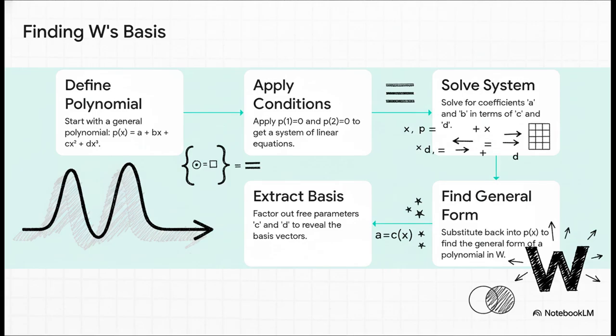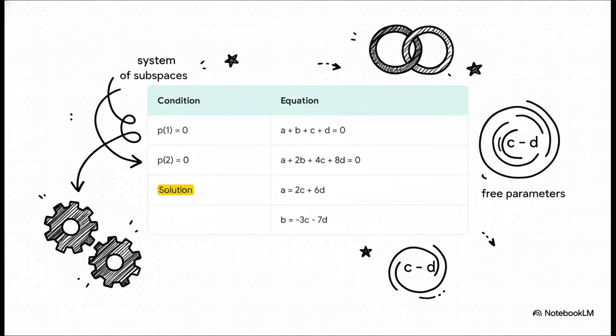So here's the game plan for breaking down W, step by step. We're going to start with a generic all-purpose polynomial. Then we'll apply our new, simpler conditions. That's going to give us a system of equations to solve. Once we solve it, we can find the general form for any polynomial in W, and from there, we can just pull out the basis. Let's do it.